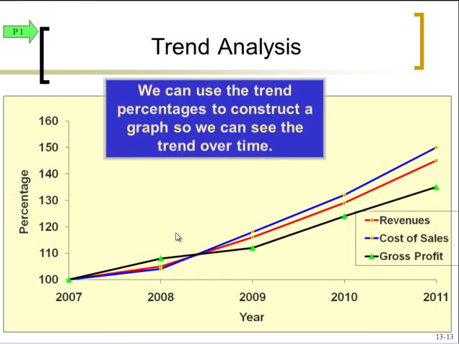The whole purpose of trend analysis is to allow us to graph this so we can see visually what's going on here. And it's easier to understand things when you see it this way as opposed to just comparing numbers. So here you see the gross profit was pretty healthy up to 2008, well above your revenues and cost of sales. From 2008 and on, you can see that the revenues, yes, they increased, but the cost of sales increased even more. So your gross profit slowed way down.